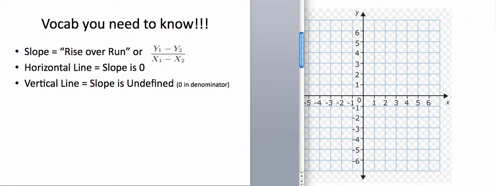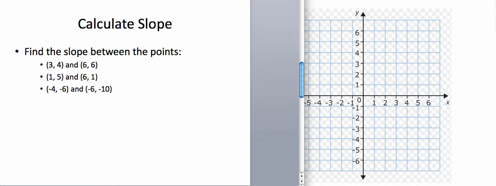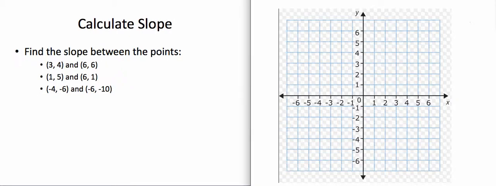copied down as well. So we're going to start and we're going to calculate slope, and this is kind of how the problems will look. They'll ask you to find the slope between the points. Couple different ways that we can do this. The first way I'm going to show you is using a slope triangle.